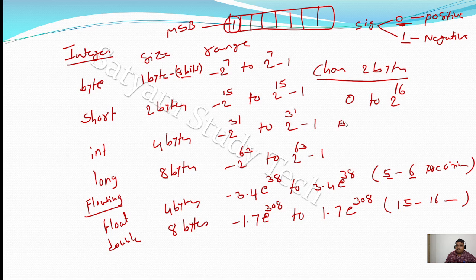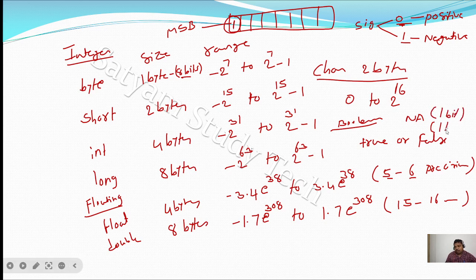And the boolean: memory is not applicable. It can store either true or false. Theoretically it can be said to be 1 bit, practically it is 1 byte. The memory is allocated by the JVM, it is JVM dependent. So generally memory is not applicable. That is the boolean type. So these are the 8 primitive data types.